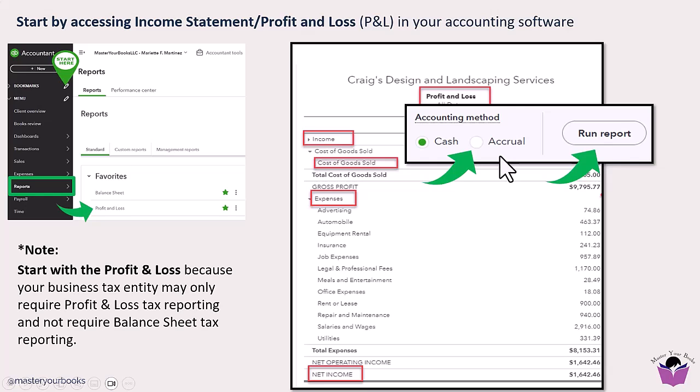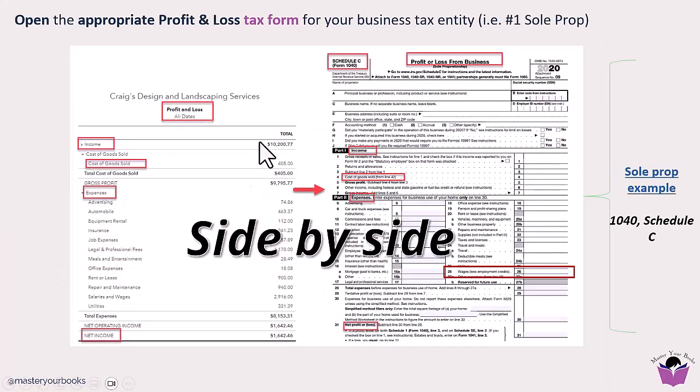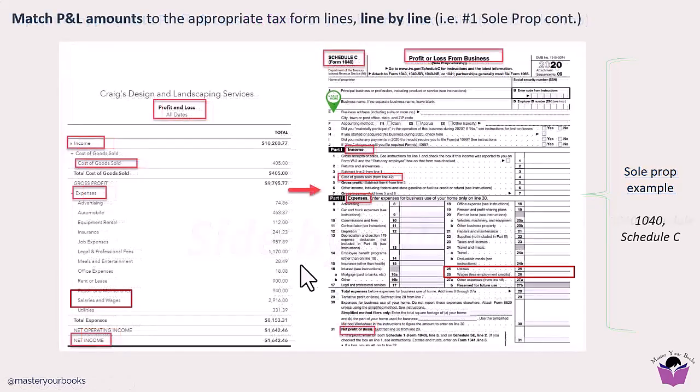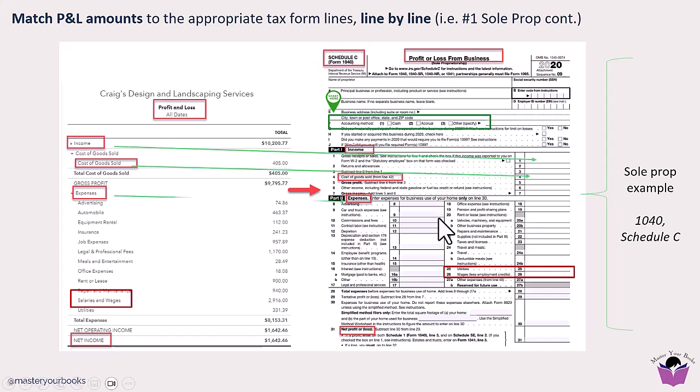Very important, you want to populate that report using the correct accounting method for tax purposes. Even if year round you've been looking at your books on the accrual method, you may need to click on the cash method to get it ready for the matching to your tax return. Then you're going to pull up the financial statement and the appropriate tax return side by side. You're going to pull up the financial statement and you're going to look at the tax return and you're going to go section by section, line by line to validate the information is correct.